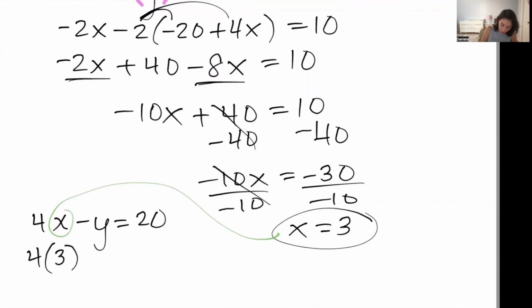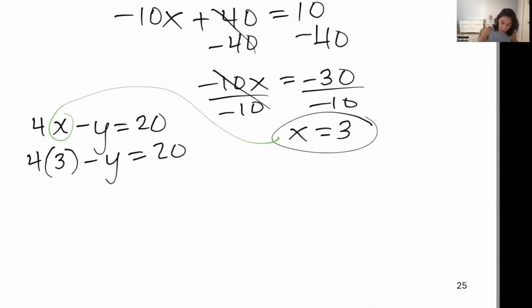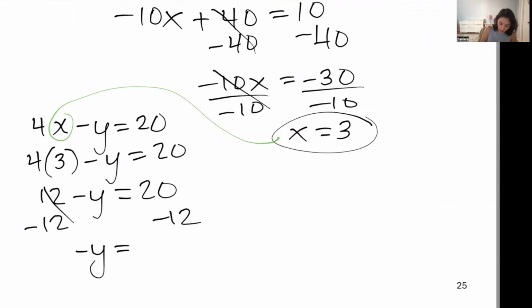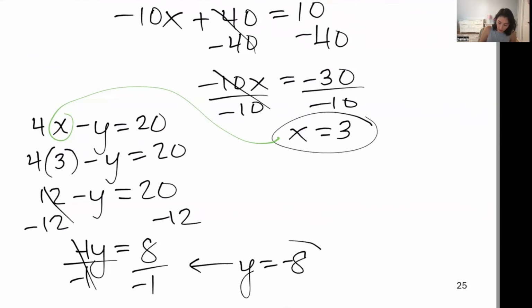So now I have 4 times 3 minus y equals 20. Simplify. So 4 times 3 is 12. Bring down the minus y. Then we can subtract both sides by 12. Be super careful. Bring down that negative. A lot of people forget that. And then remember, this is like saying times -1. So we have to divide both sides by -1. And so now we end up with y is equal to -8.